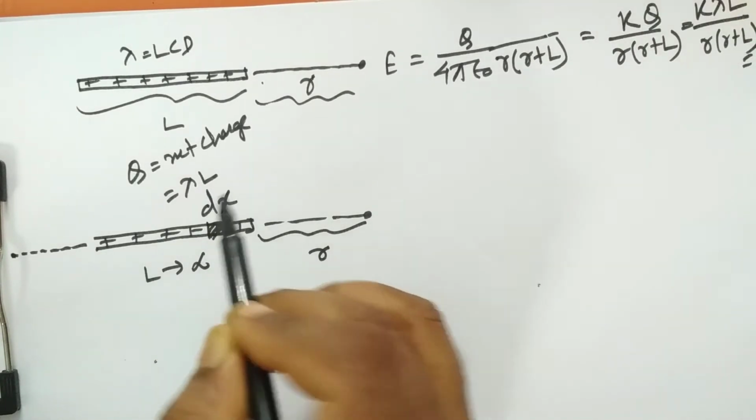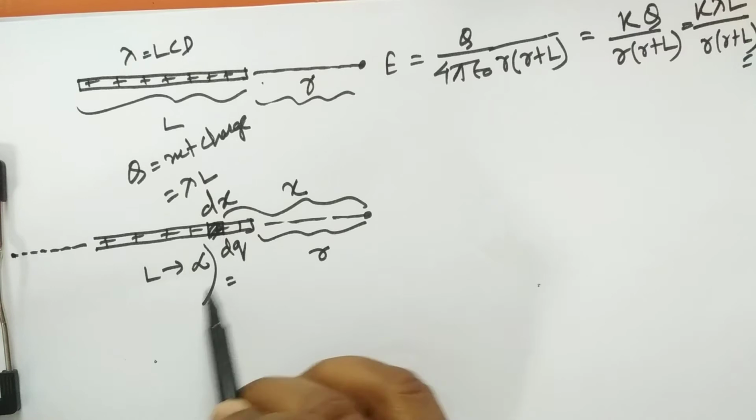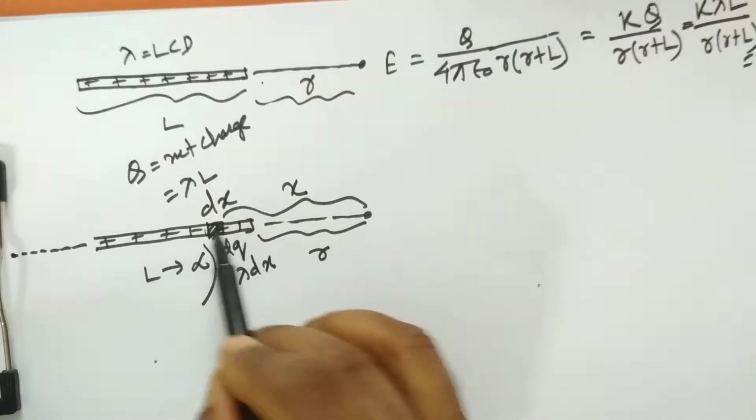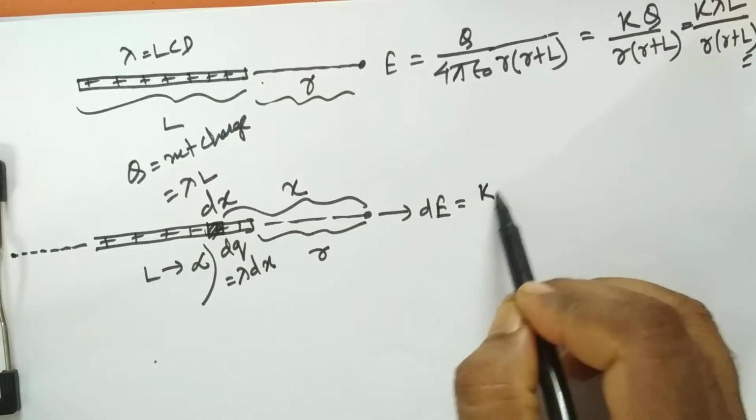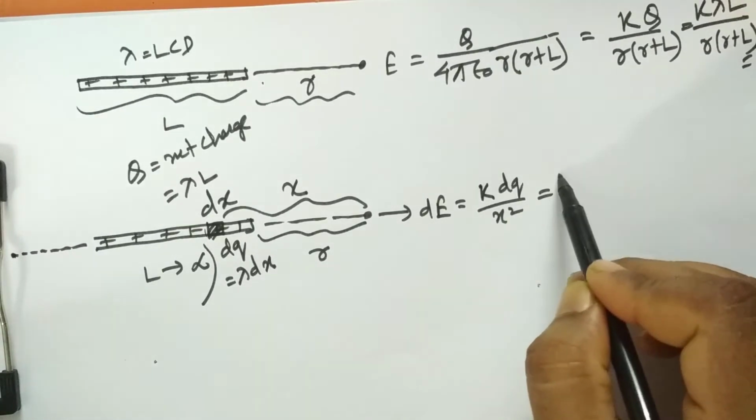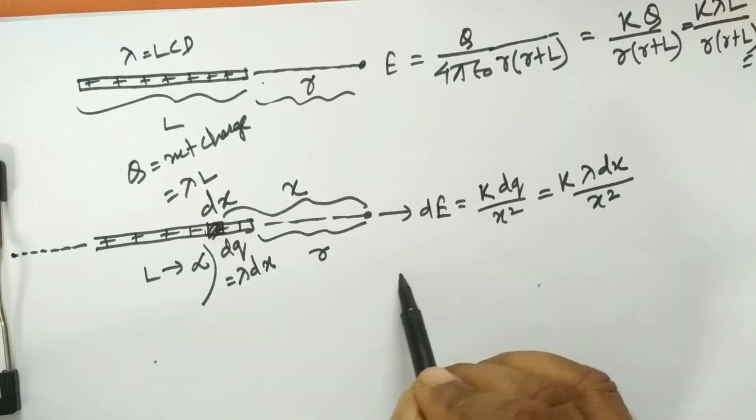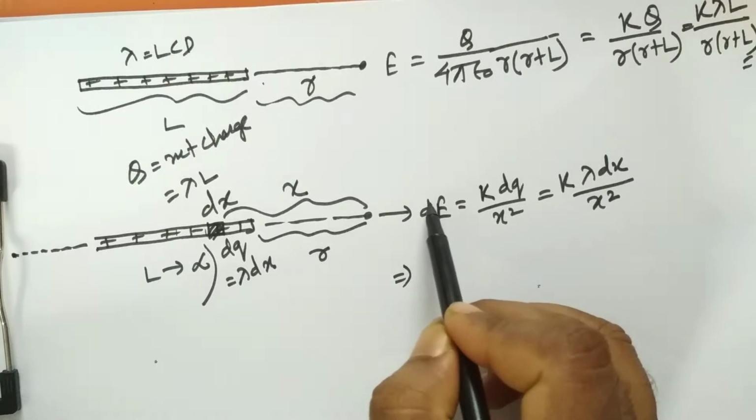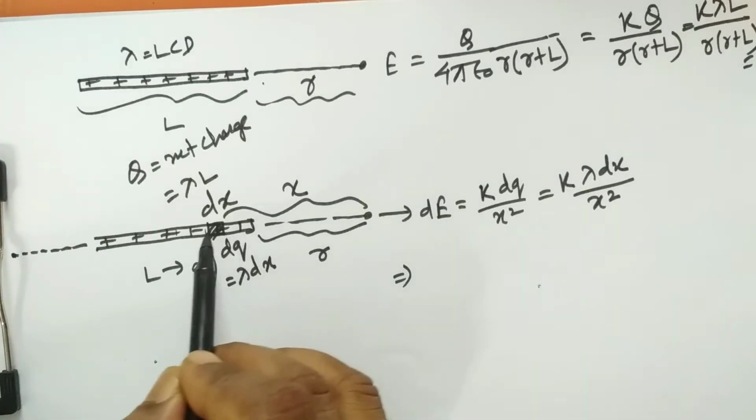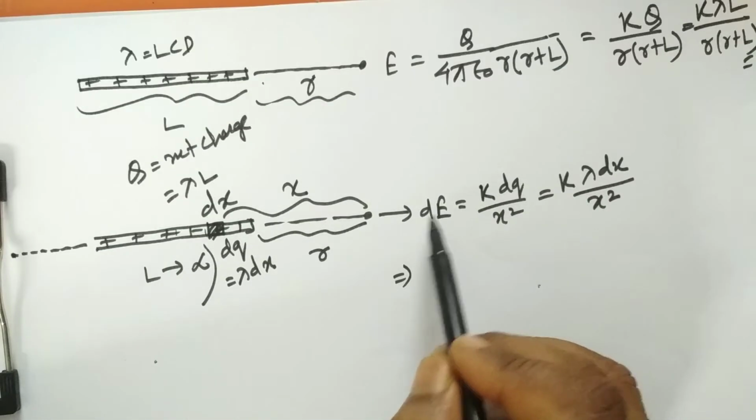Let me consider a small element dx at a distance x here. This element dx will have a charge dq, where dq can be written as lambda into dx. Because of this dq, there will be an electric field along this direction, dE, which is k dq divided by distance squared, that is, k lambda dx divided by x squared. When you want to find the total electric field, it will be the sum of all the electric fields produced by all possible elements. If I consider another dx out here, it will also produce a small electric field in this direction. So for all the small elements, the electric field is always towards the right. So the net electric field will be the integration of all these electric fields.